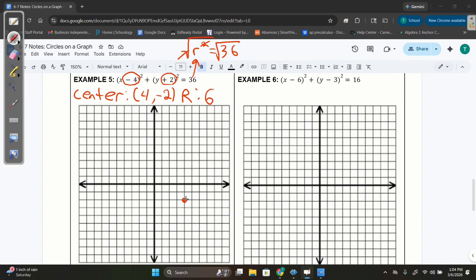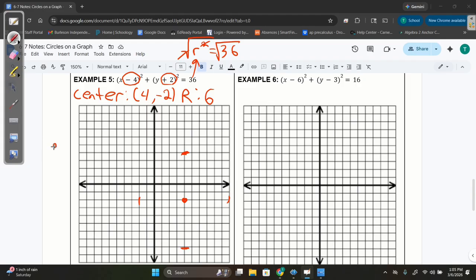So in each direction, I'm going to go 6 out, 1, 2, 3, 4, 5, 6, and put a little mark there. That's going to indicate the edge of my circle. And I'm going to do that in all directions. 1, 2, 3, 4, 5, 6. And now I can connect these with a smooth curve.